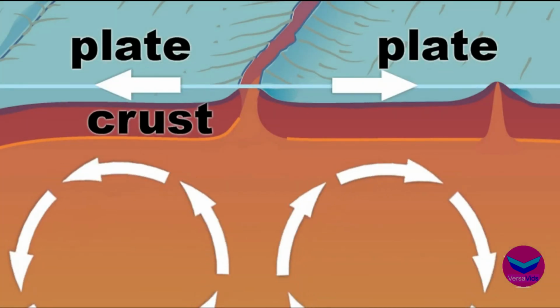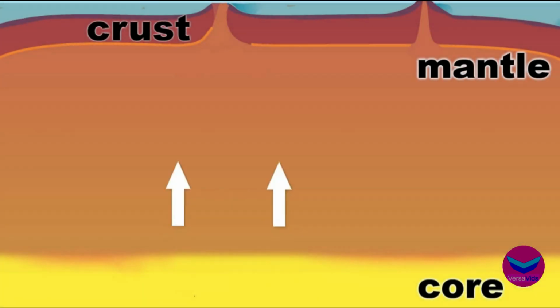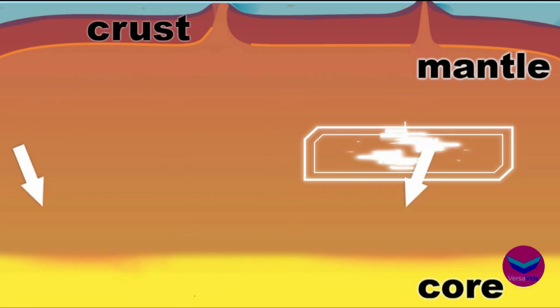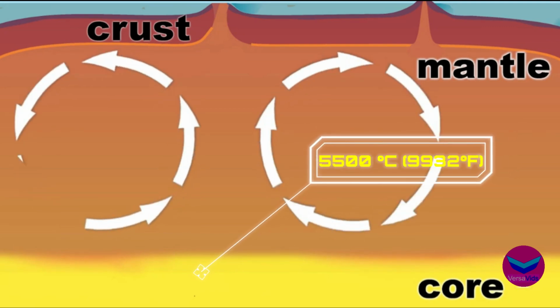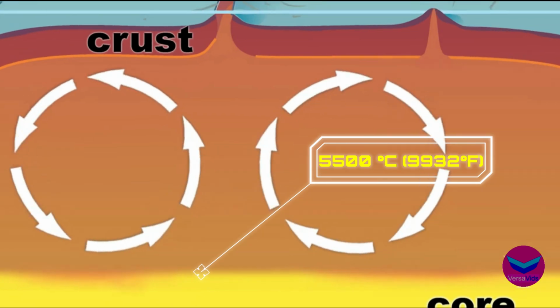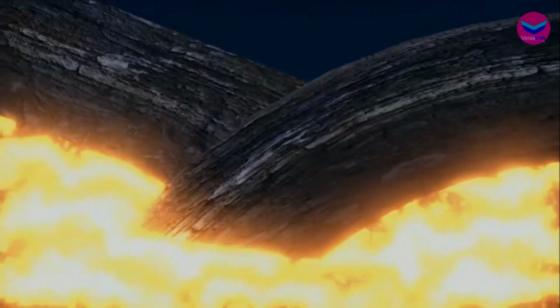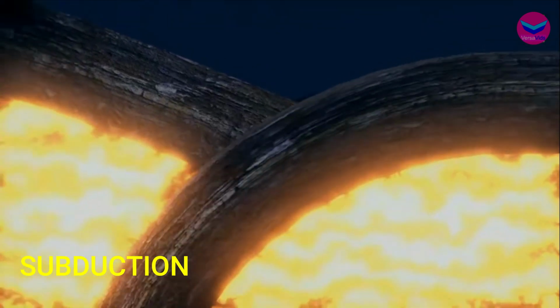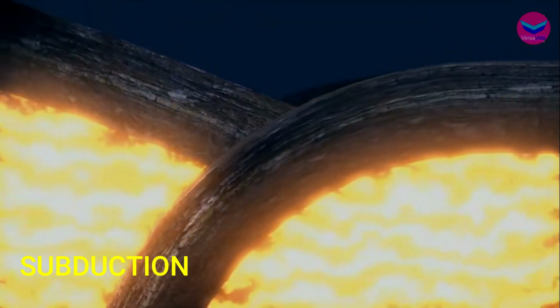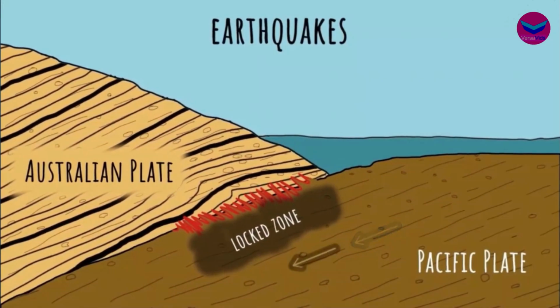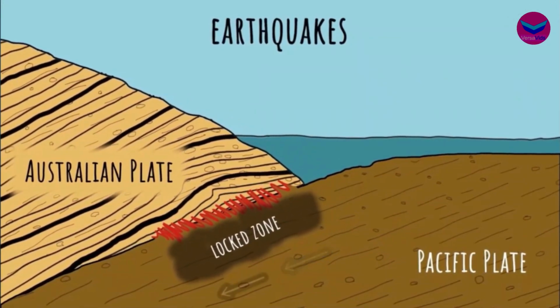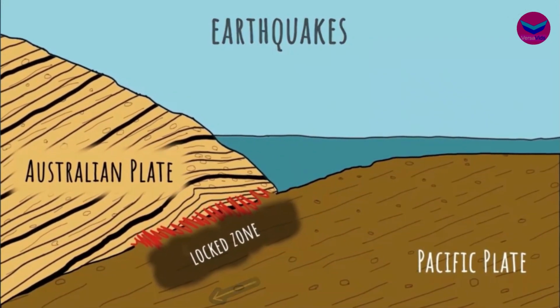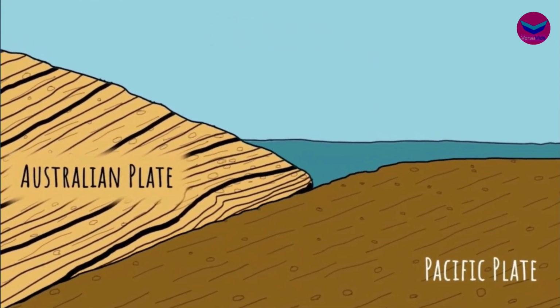The heat that drives these convection currents is generated by the Earth's core. The core is incredibly hot, with temperatures estimated to be around 5,500 degrees Celsius (9,932 Fahrenheit). There are a few different types of plate movements that can occur. The plates can collide and one can be forced down below the other in a process called subduction. This can cause immense pressure to build up, which is eventually released in the form of an earthquake.